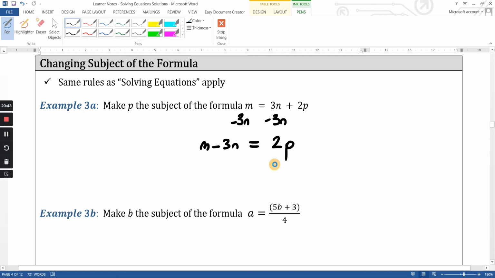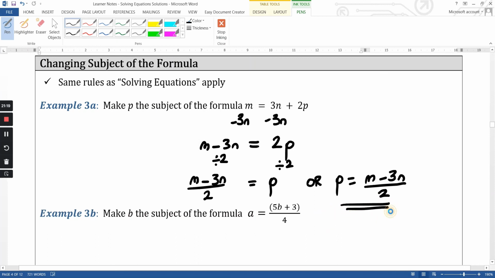I don't want 2p though, I just want 1p, so I'm going to have to divide by 2, and I'm going to have to divide everything on the other side by 2. So let's do the right hand side first. I'll just get p on that side, which is what I want, and on this side is all of that over 2. p equal to something, you're done. And you could rewrite it if you wanted to. It's the same thing. It makes no difference which way round you write it. So that's your answer.